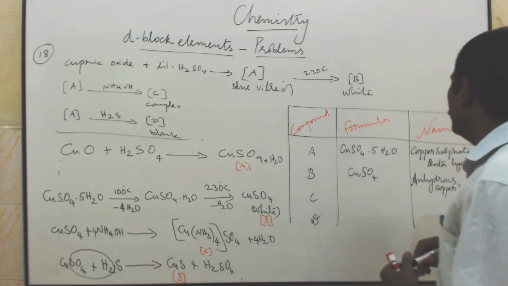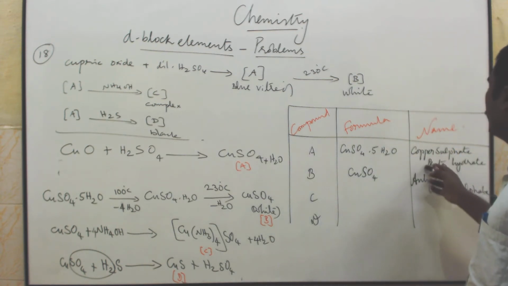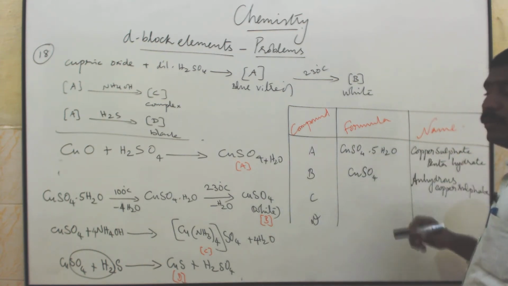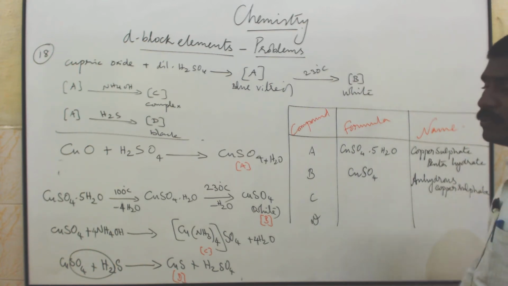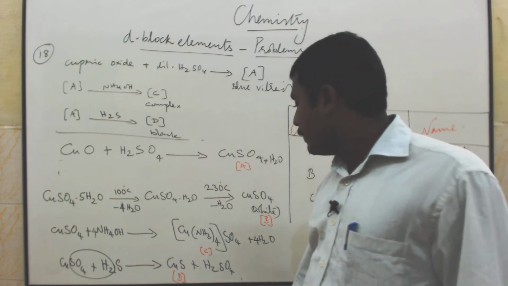This copper sulfate is blue in color because of water, it is pentahydrate. 5 molecules of water are there, so that is blue in color. It's anhydrous copper sulfate, there is no water molecule, so that is white in color.